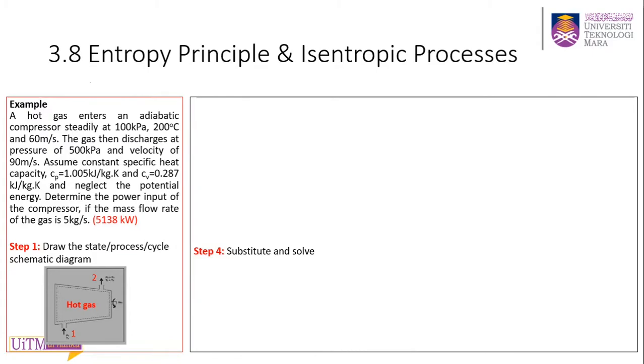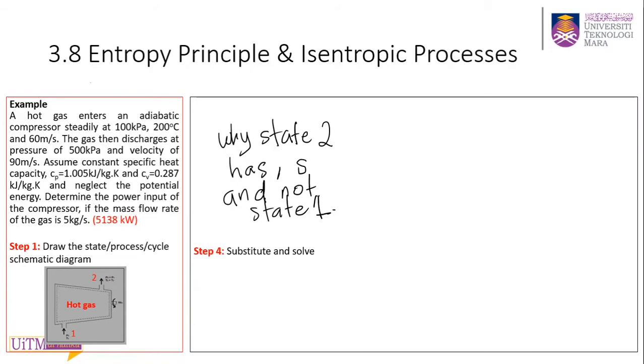Now, to illustrate the entropy effect, we can sketch the TS diagram. Since the substance is a gas, we do not have to worry about its phase. Therefore, we can just draw the pressure line for state 1 and state 2. Next, we can plot and label state 1 at the low pressure line.